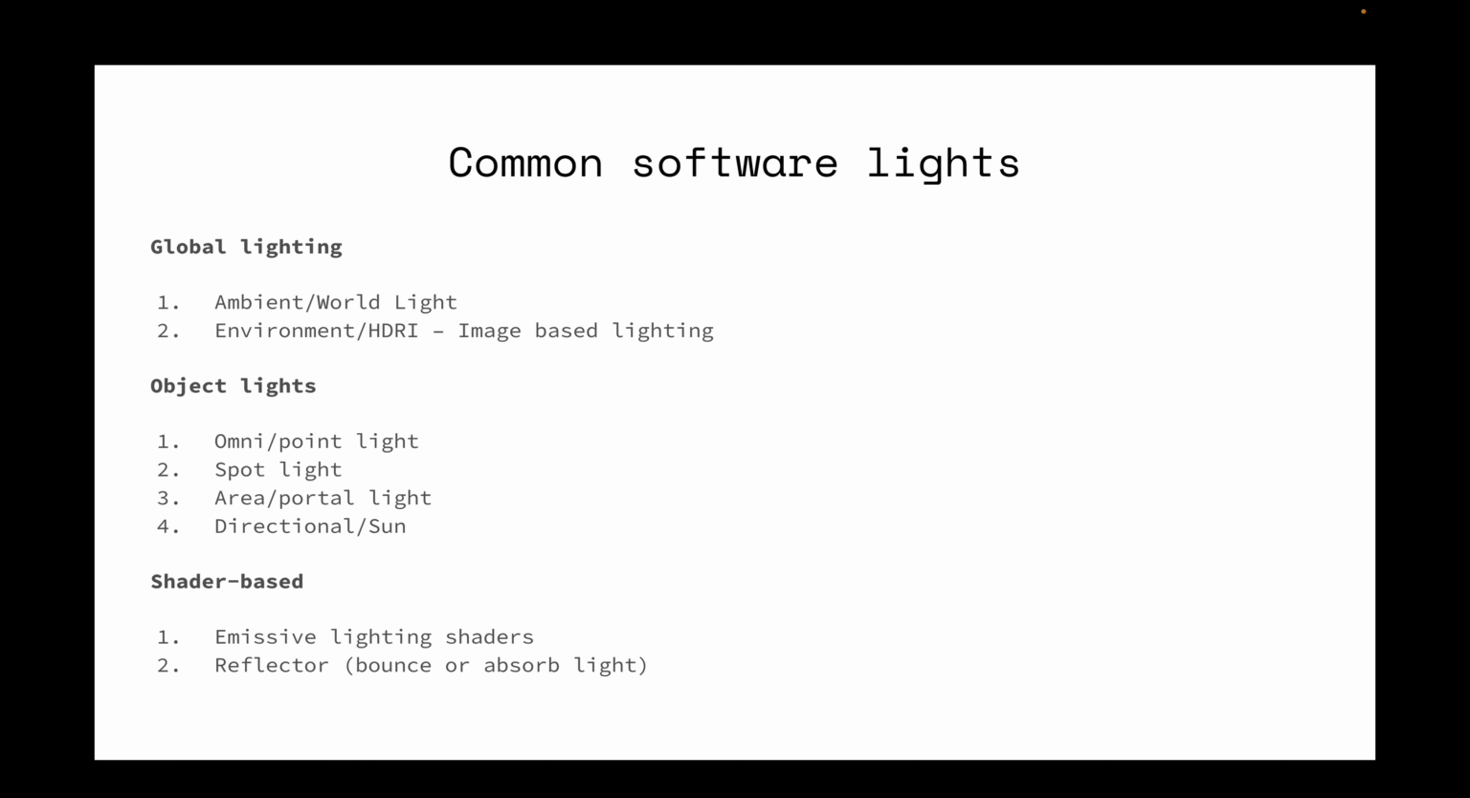Shader-based lighting can refer to emissive lighting shaders, or shaders that are applied to the surface of 3D objects that will be the source of light. And the second is a reflector that is used to bounce light or absorb light in a scene.